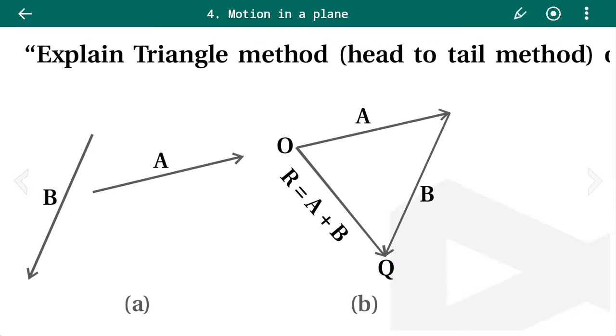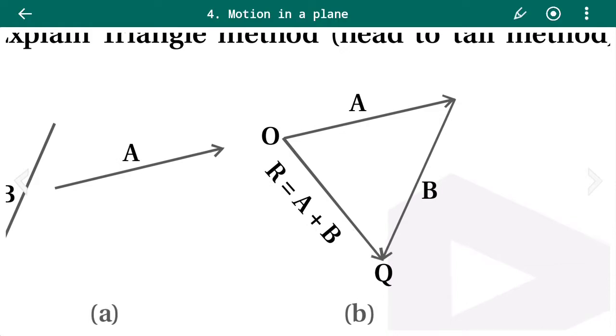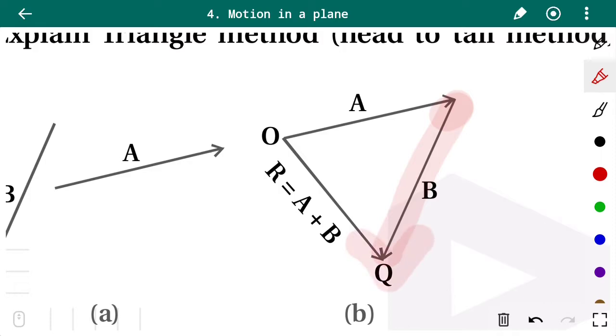It is called the head to tail method because, as you can see over here in figure B, vector A and vector B are joined. But how are they joined? By taking the tail of vector B to the head of vector A. So it is called the head to tail method.